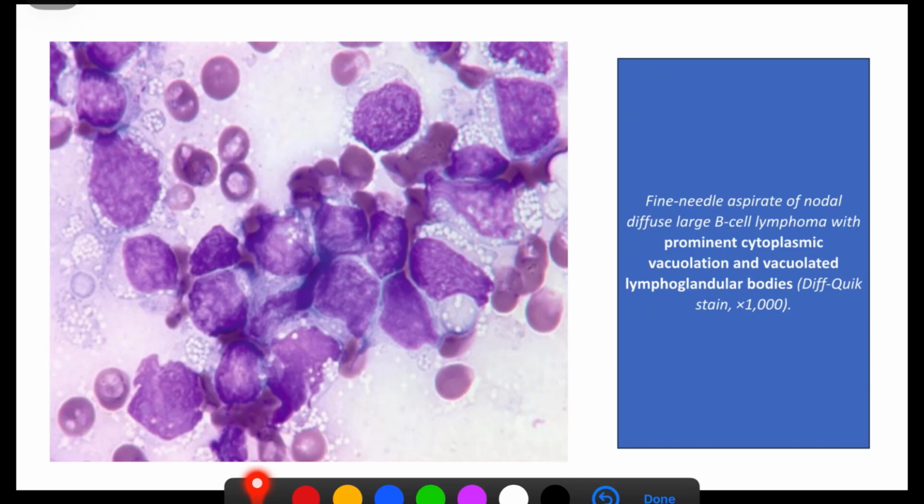This is again a DLBCL showing prominent cytoplasmic vacuolization, as well as these lymphoglandular bodies which also show vacuolization.